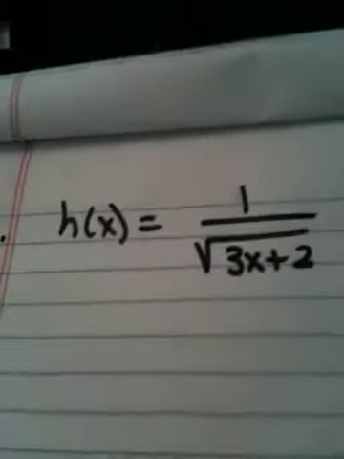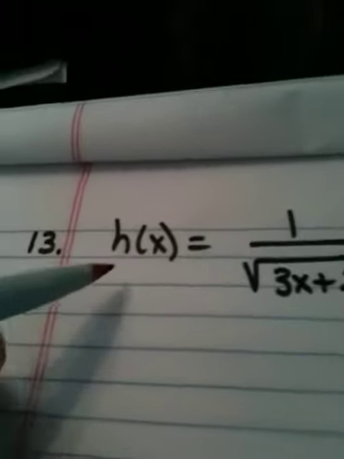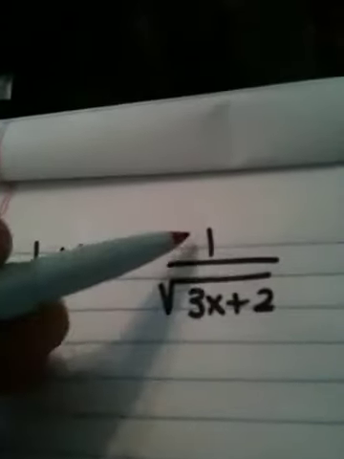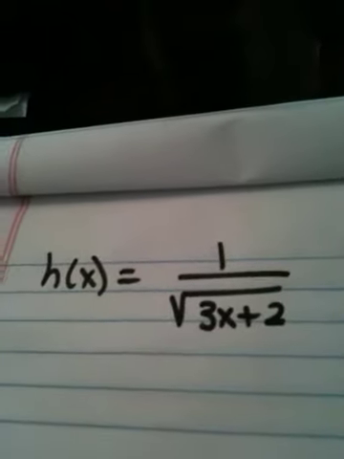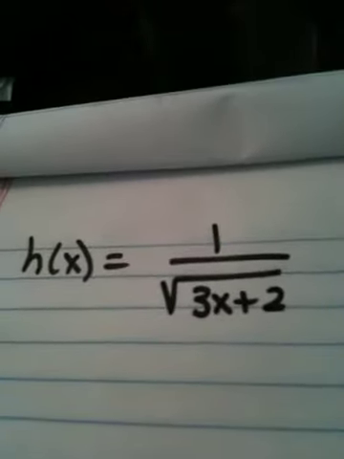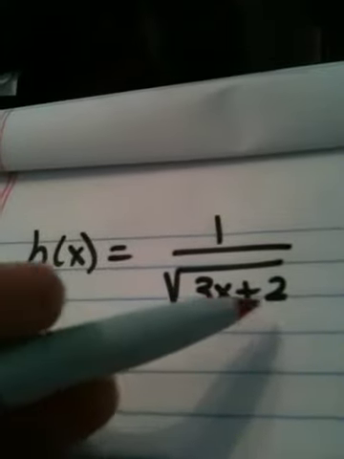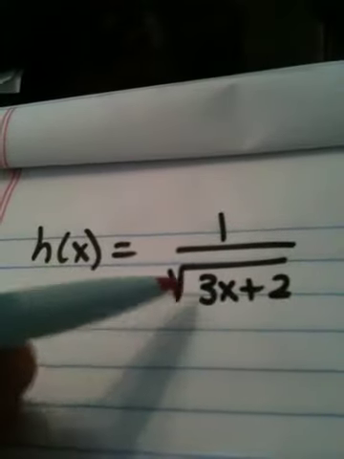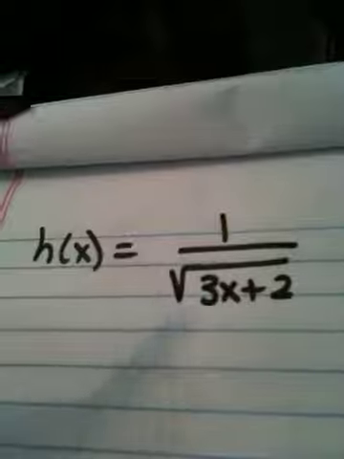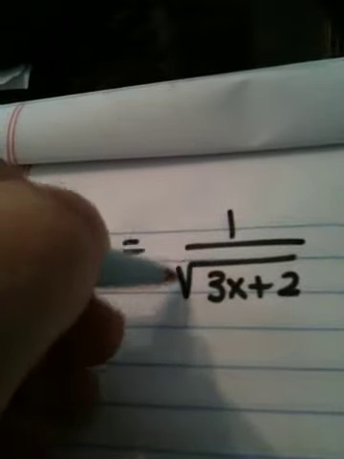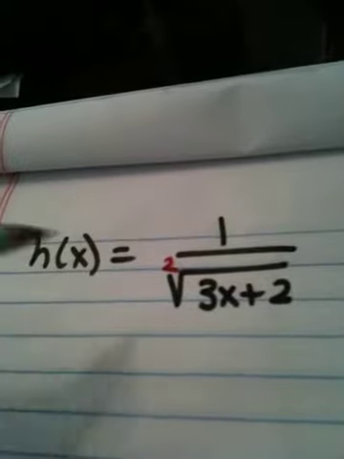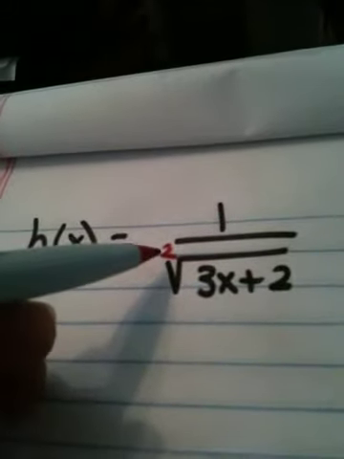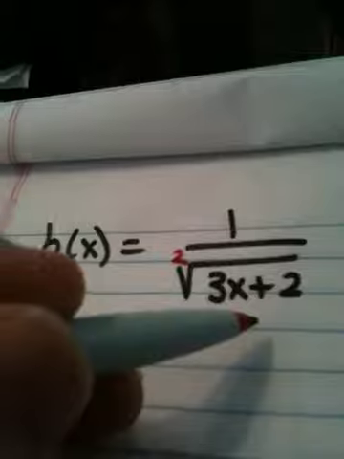Okay, ladies and gentlemen, question number 13. We have the function h of x equals 1 over the square root of 3x plus 2. Now, you've been watching the previous videos. The way that I've taught you to find the domain of a function involving a radical, first thing I told you to do is pay attention to the index. In this case, the index is a 2. Whenever the index is even, we are going to set up an inequality to get the domain.